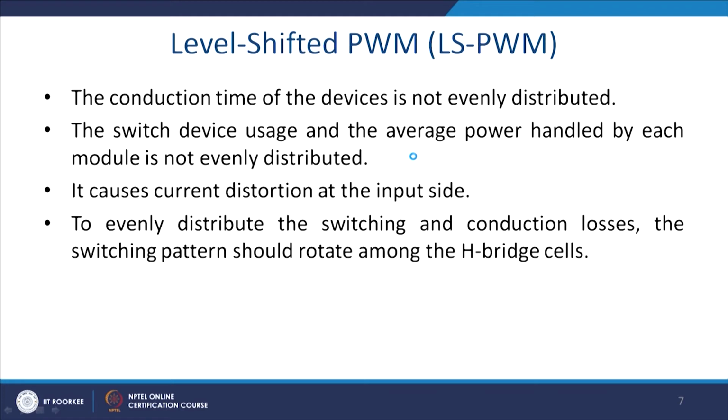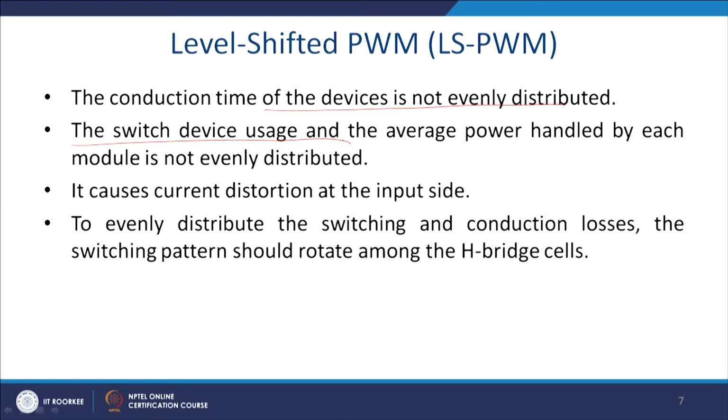Few more observations. The conduction time of this device is not evenly distributed, as we have seen, and due to that the conduction losses of the different cascade H-bridge multi-level inverter entities will be different. So, losses are not equally placed. So, there will be local hotspots. The switch device usage and average power handled by each module is not evenly distributed. That is also a challenge.